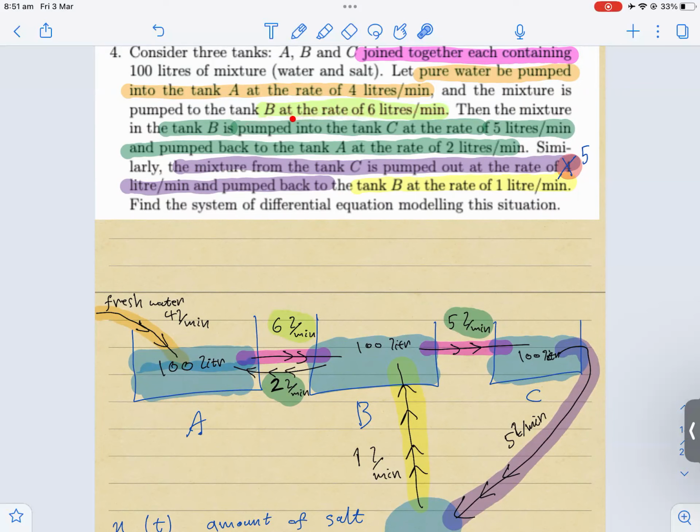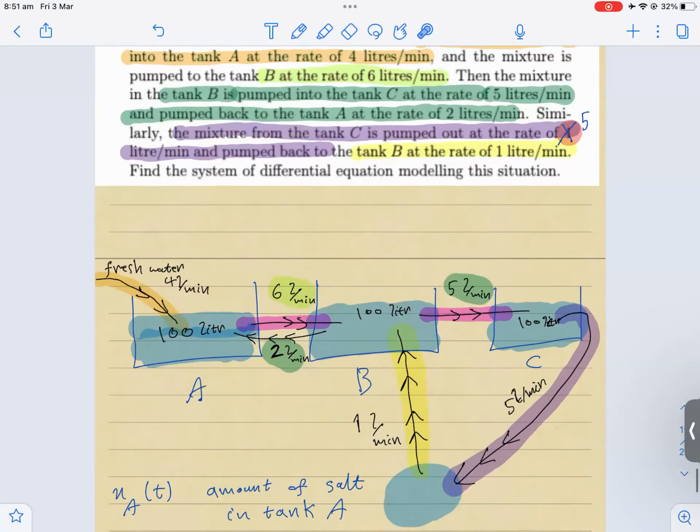The green one, the rate of 6 liters per minute, is from tank A going into tank B. And the dark green is tank B pumping into tank C at 5 liters per minute. It's written here, and pumping back into tank A with another pipe, 2 liters per minute.